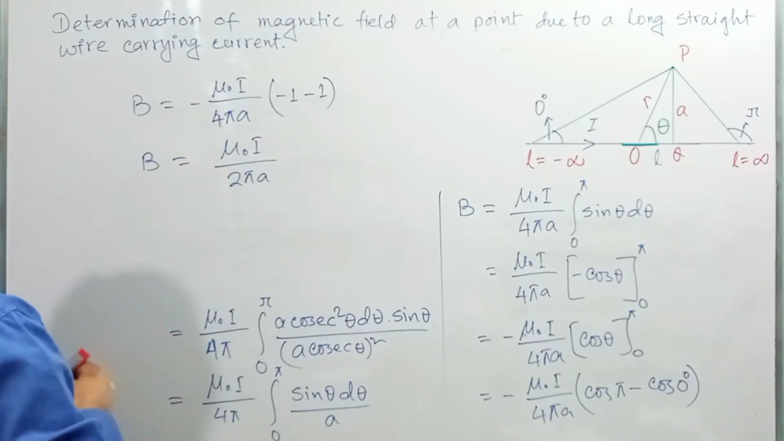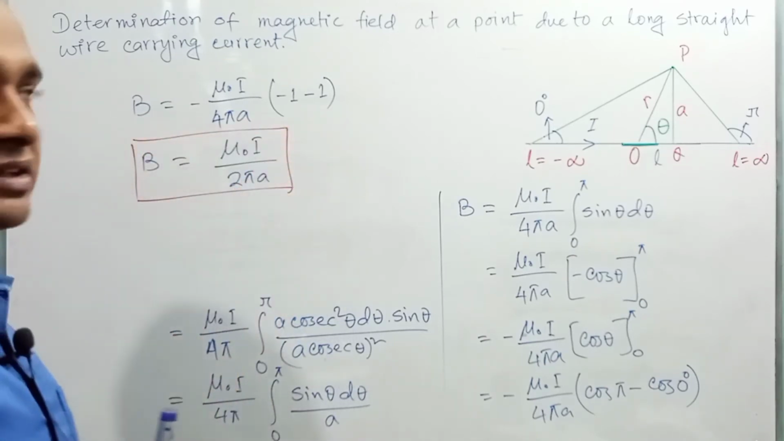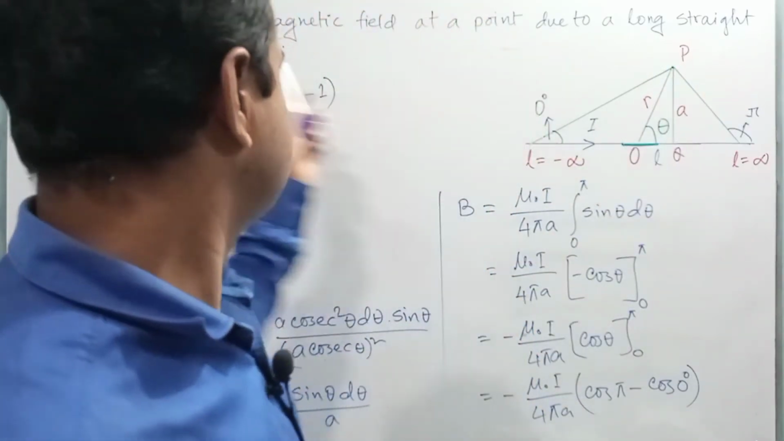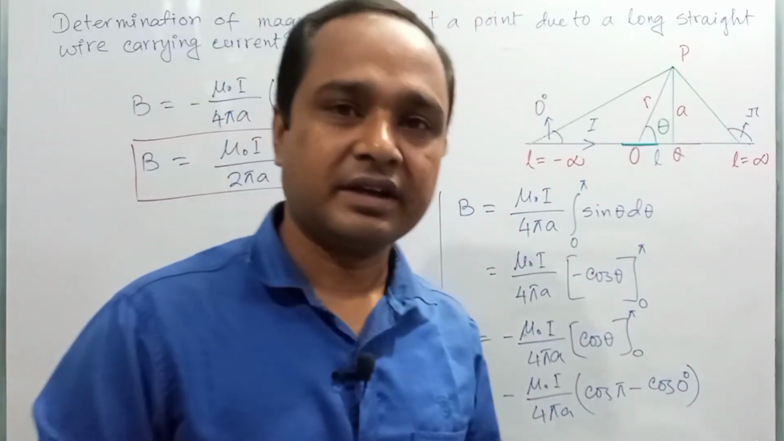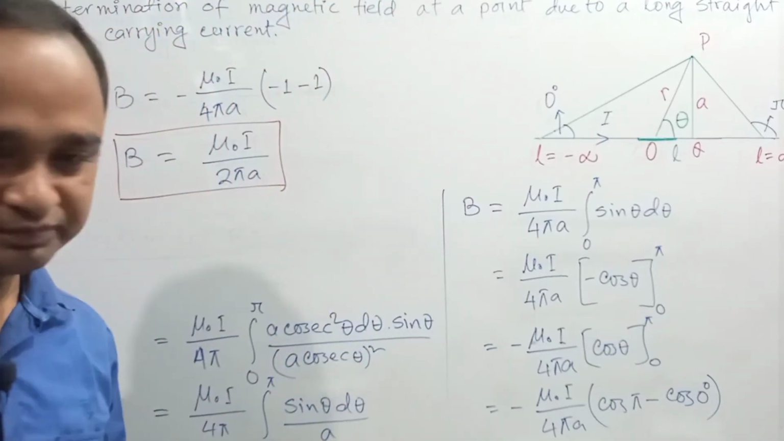Dear student, this is the final expression for the magnetic intensity at a point P due to a long straight wire carrying current, right? I hope you got it.